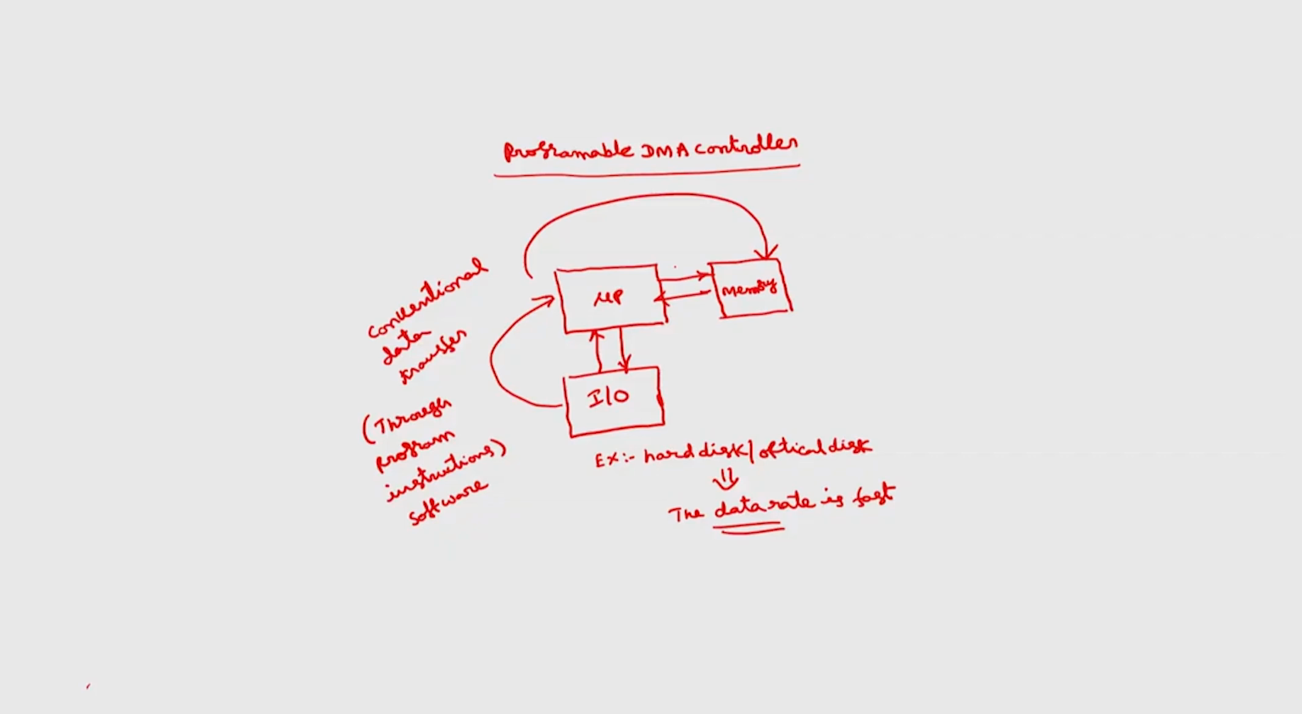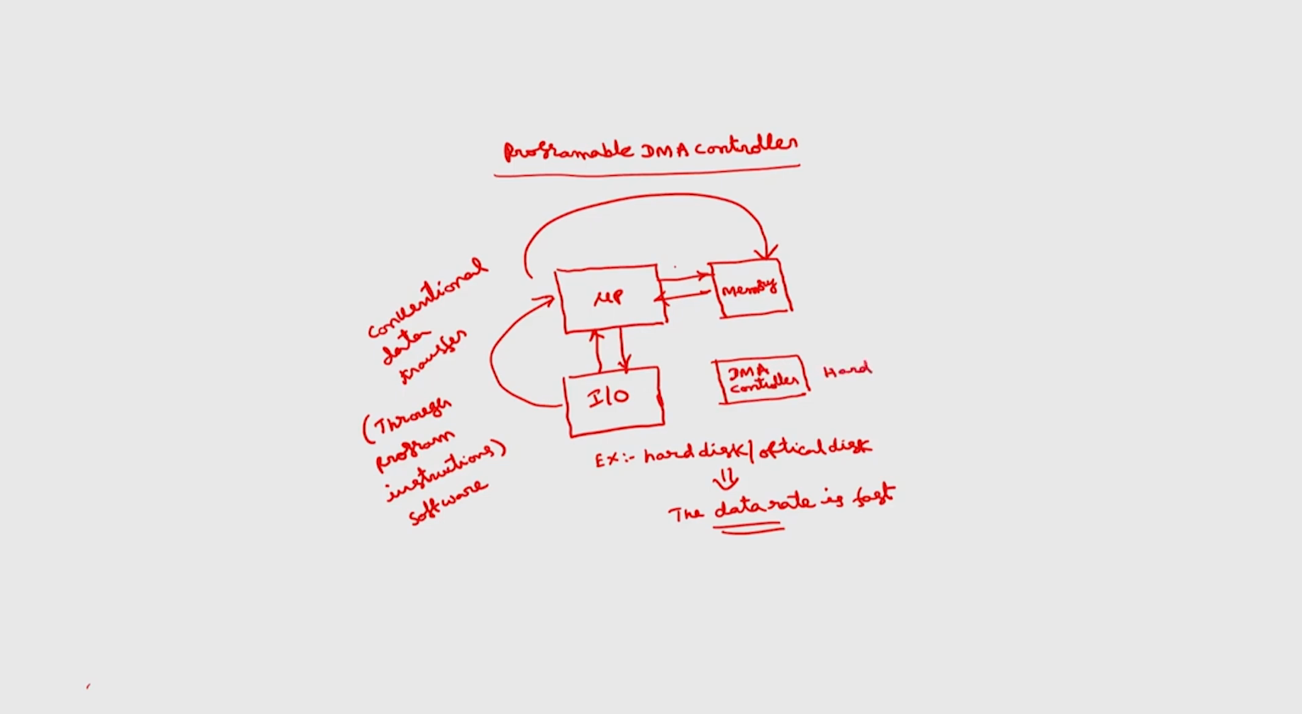To avoid this problem, we need a dedicated hardware element which is faster than the program instructions, which can enable data transfer between the I/O and memory directly. For that we require a direct memory access controller, the DMA controller. This is a hardware device.